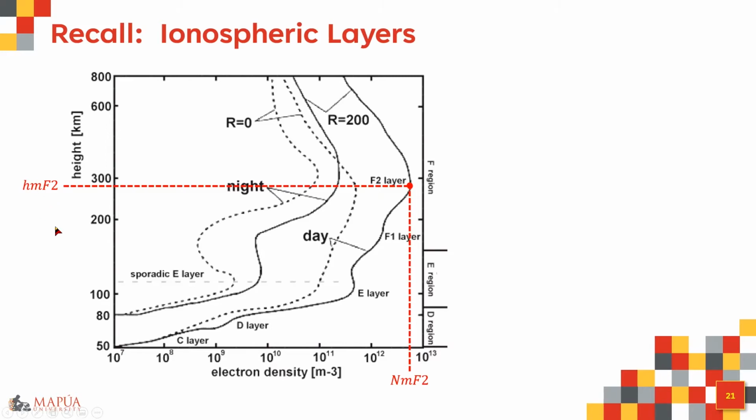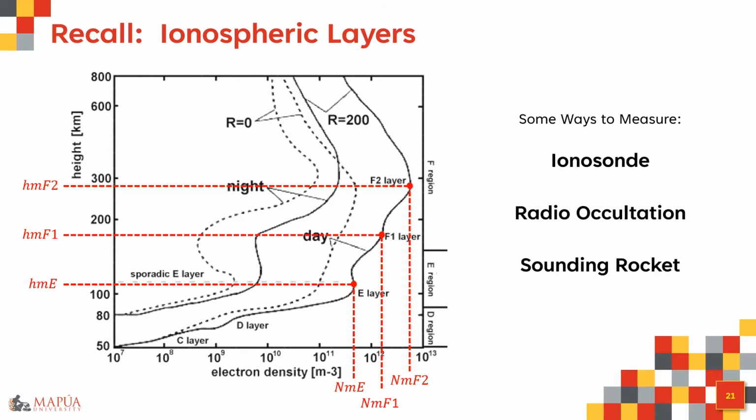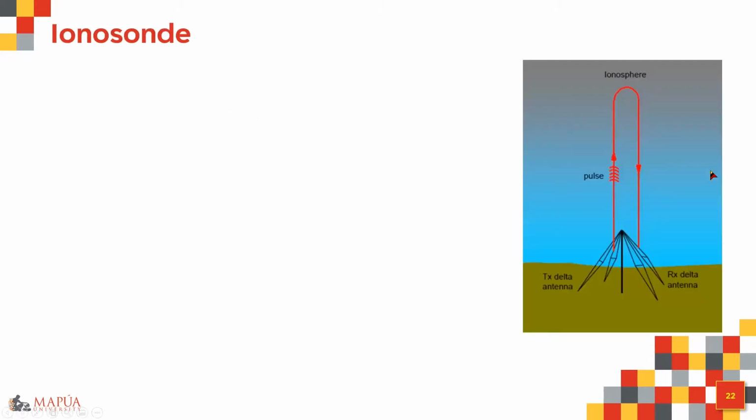Of course, these are the two main parameters when we describe the ionosphere. But we can also describe the ionosphere using its NMF1, HMF1, NME, HME, and these parameters are usually measured using ionosondes, radio occultations, and sounding rockets. So let's start with ionosonde. As I mentioned earlier, an ionosonde is basically a radar.